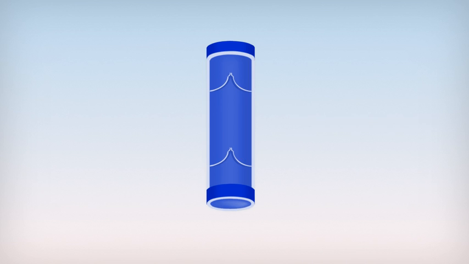The venous valves open when the blood flows towards the heart. They close when the blood begins to flow in the wrong direction. The venous valves thus make sure that the blood can only flow in one direction, back to the heart.